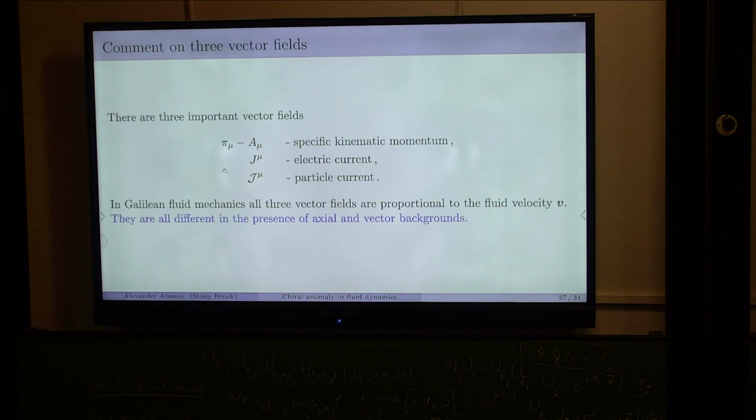Okay, some small comments: we have several currents, or fields, here. One is this specific kinematic momentum. J is the electric current. This is the particle current. In Galilean fluid mechanics, without external fields, these currents are proportional to fluid velocity. But in a relativistic system, momentum is not proportional to velocity, and in the presence of background fields or anomalies, these all three quantities become totally separate fields. Somewhat related, but separate.